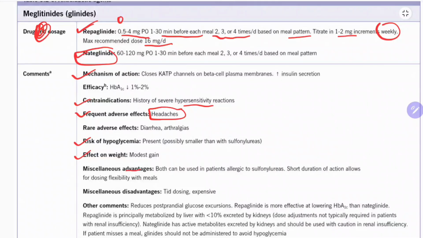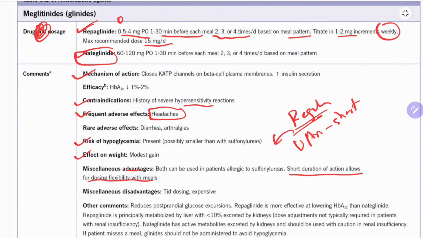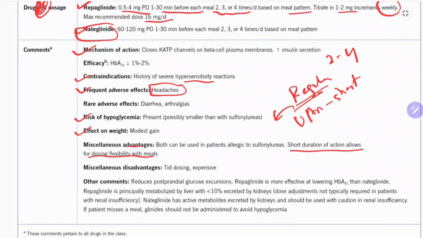The advantage here is that the short duration of action allows for dose flexibility. They are very short acting, so they are like regular insulin. If a patient takes regular insulin or ultra short acting insulin just before food to reduce post meal glucose spikes, like that you are taking oral glinides. Okay, they are very short acting, just 2 to 4 hours. That's all. That's why TID dosing, and they are expensive. That is the drawback. So they reduce postprandial glucose excursions.